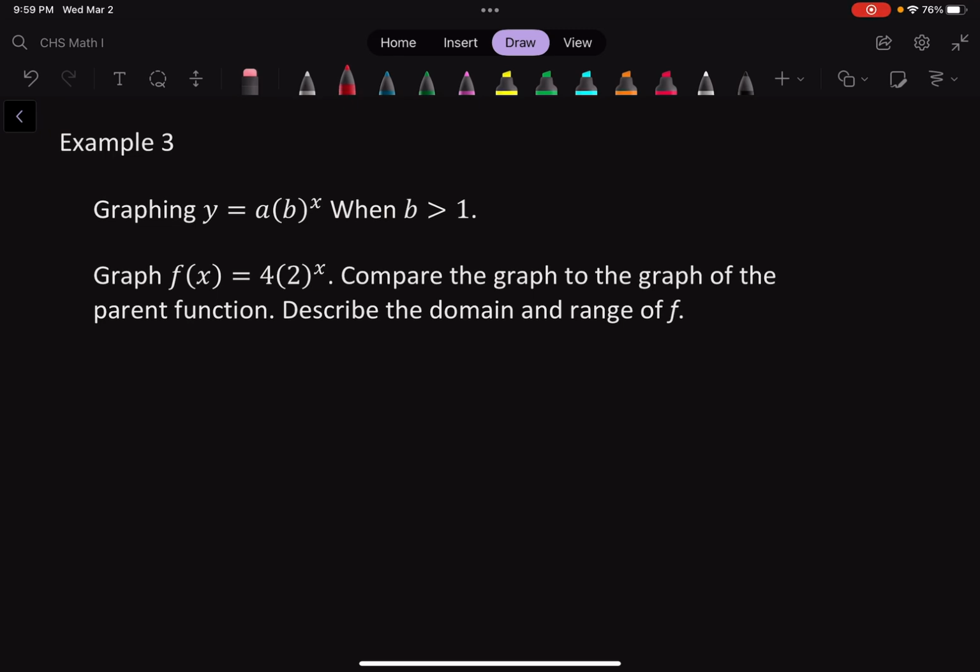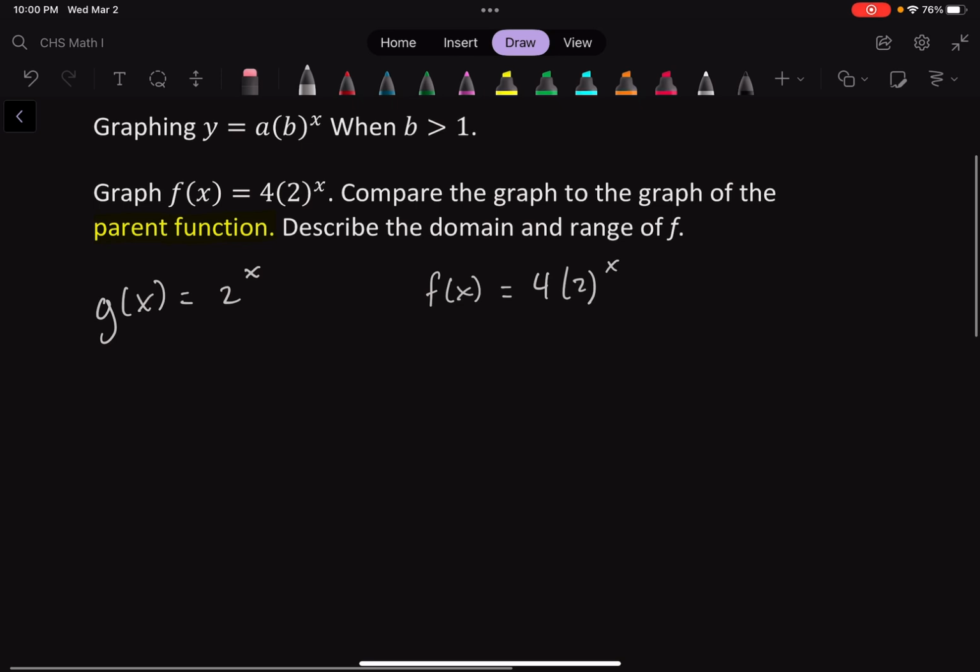All right, so let's start with, what does the parent function mean? When we're talking about parent function, we're talking about the base exponential function. So we'd be comparing that to, we'll call this g of x equals 2 to the x, right? Because we're multiplying, this is my parent function, and my function that we want to compare it to is multiplying everything by 4. So let's go ahead and make a table.